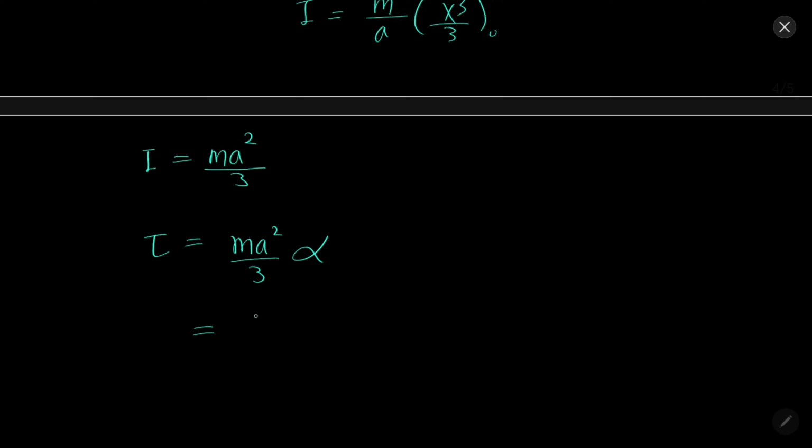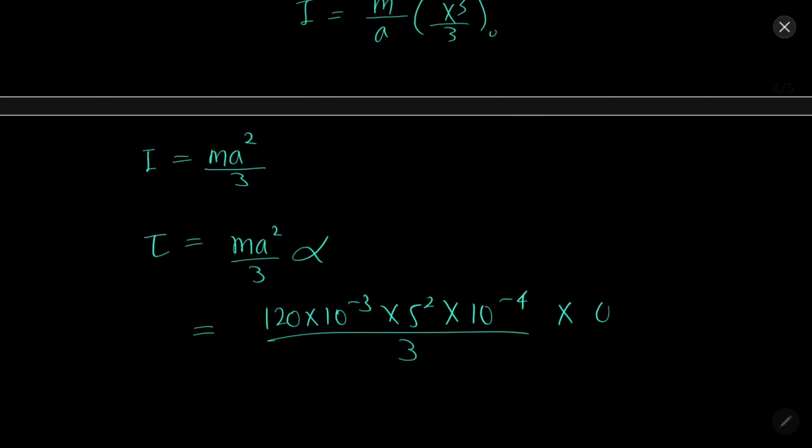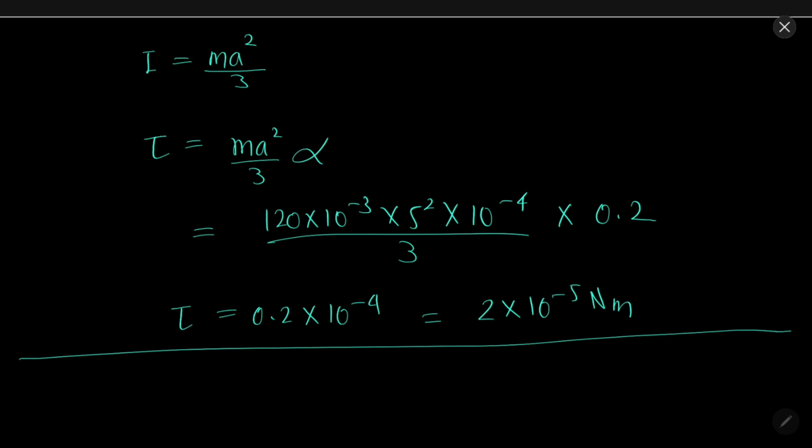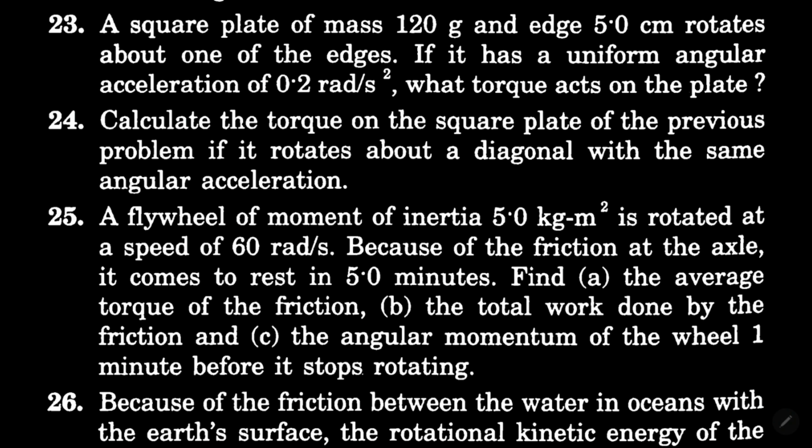Now putting all the values, 120 into 10 to the power minus 3 into 5 square into 10 to the power minus 4 over 3 into 0.2. So we will get torque to be equal to 0.2 into 10 to the power minus 4, or 2 into 10 to the power minus 5 Newton meter. In question 24, we need to calculate the torque on the square plate of the previous problem if it rotates about a diagonal.